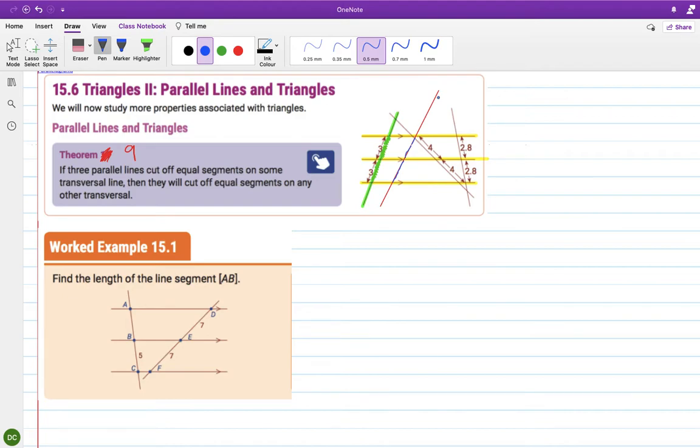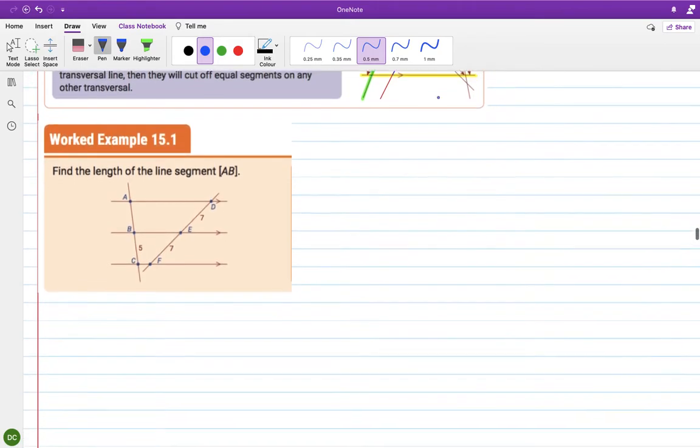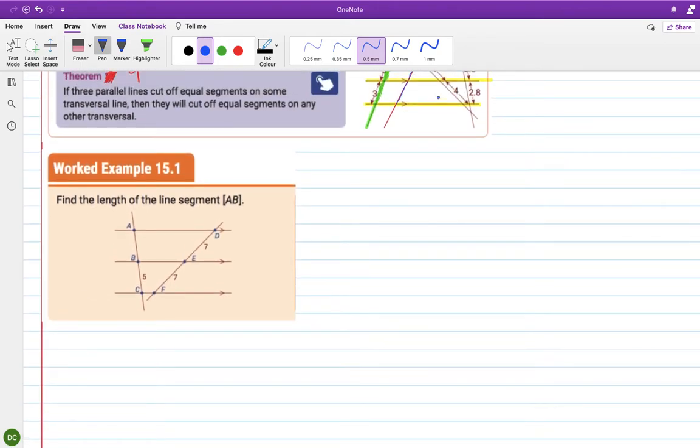So if three parallel lines cut equal segments off one transversal, that means those parallel lines are an equal distance apart, which means no matter what transversal you draw, it will cut equal segments off every single transversal. So this one here then.